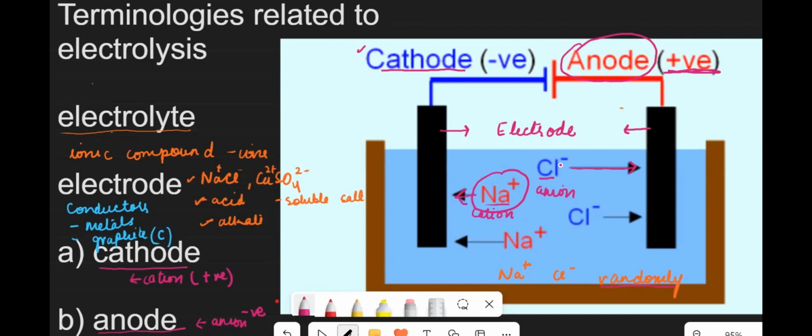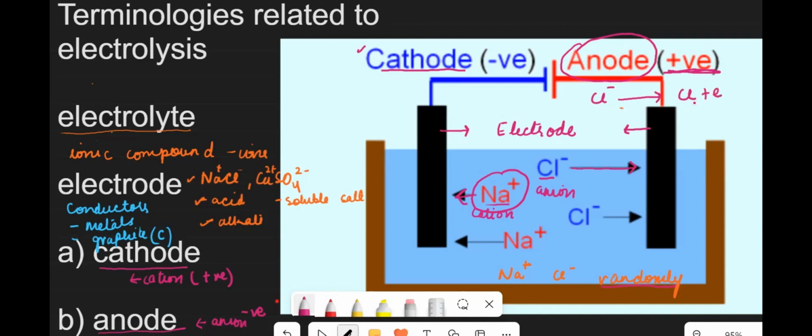So first of all, let's see what happens to the anions. As soon as the anions are attracted towards the anode, what happens here? The anions will be losing the electrons, right? They'll be losing the electrons and forming an atom. And if we write the electron loss on this side, we'll be putting it with the positive sign.